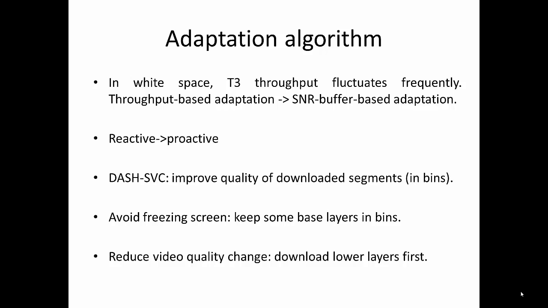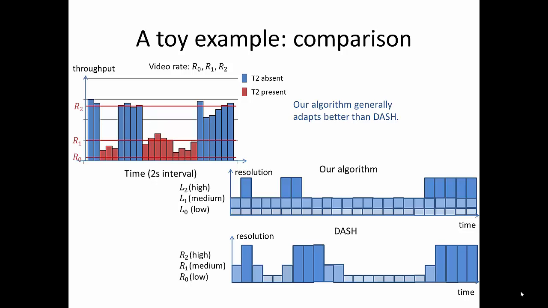For the video part, we will use scalable video coding because we can improve the segments we have already downloaded by requesting higher layers of those segments. To avoid freezing screen, we will keep a minimum number of base layers in bins. To reduce the number of video quality change, we will always download lower layers first. And when there are enough lower layers, we will proceed to download high layers to improve the video quality.